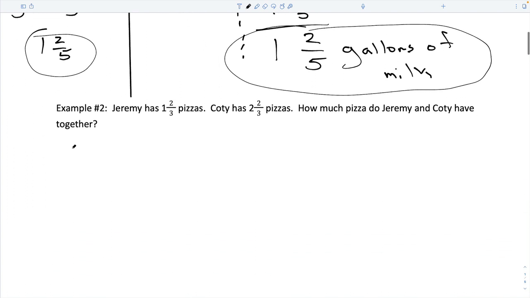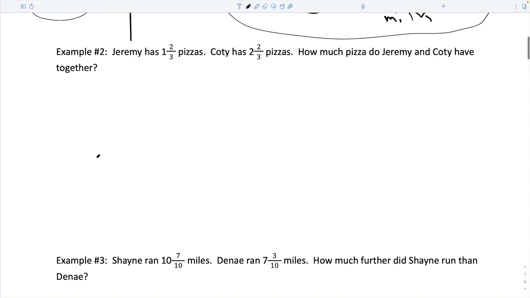Example 2, read it for me, Ace. Jeremy has 1 2/3 pizza. Cody has 2 2/3 pizza. How much pizza do Jeremy and Cody have together? I think his name's Cody, but you can say however you want to. My answer.